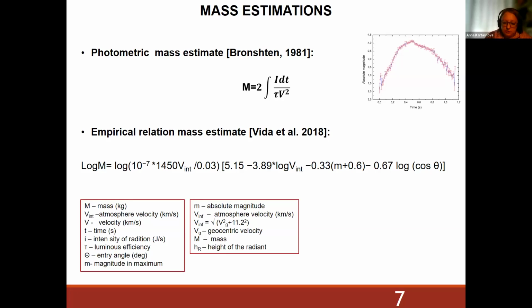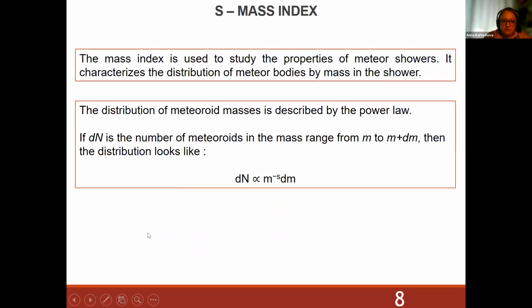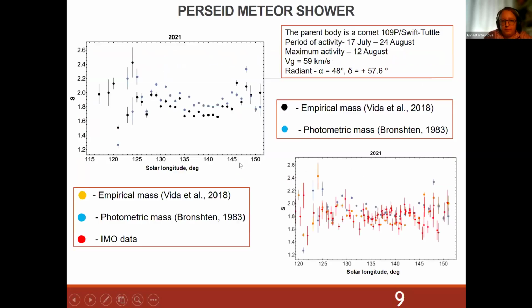For mass estimation, we use the meteor's parameters like magnitude, velocity, and others, like light curves. To take approaches of mass estimation, we look at photometric and empirical masses. From the other side, the mass index is used to study the properties of a meteor shower. It characterizes the distribution of meteoroid bodies by mass in the shower, and the distribution of meteoroid masses is described by a power law.